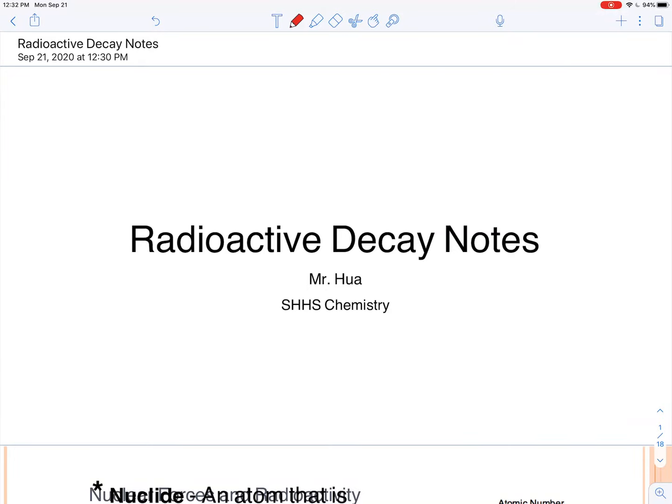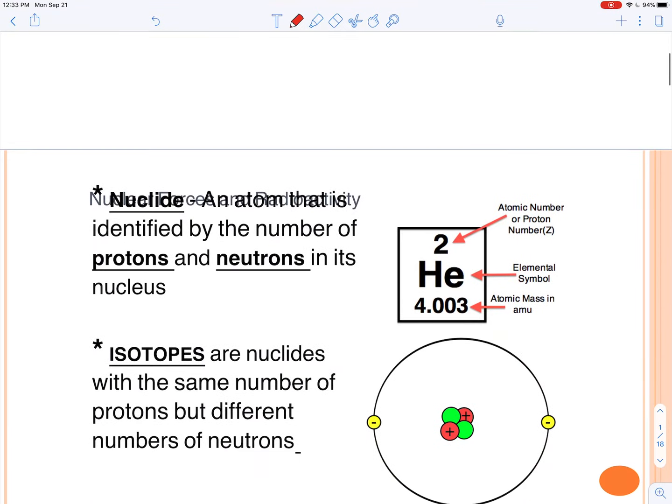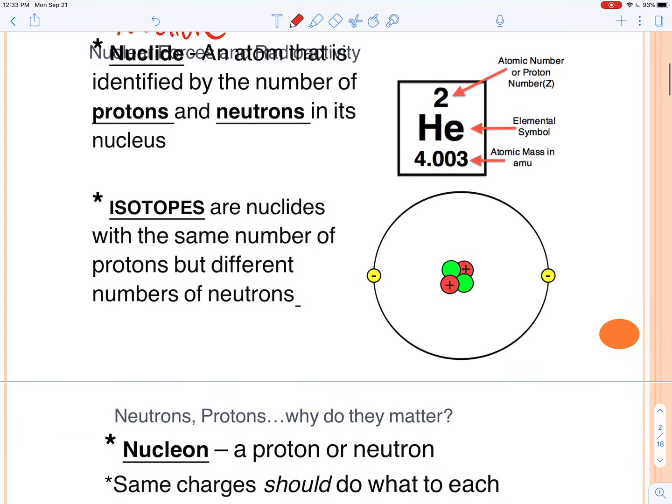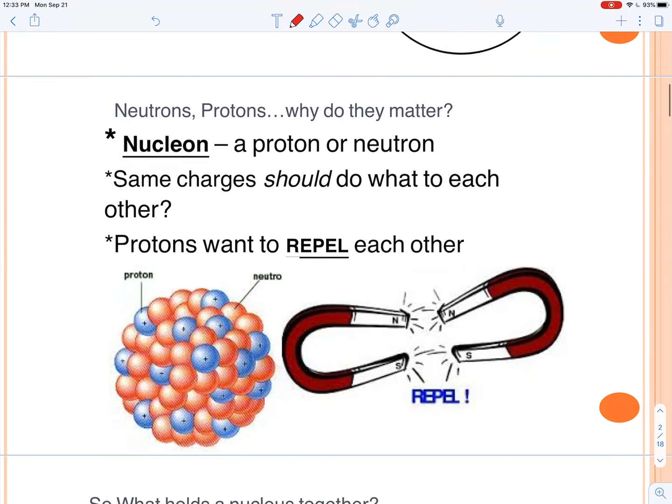Hi everyone, today we are going to go over radioactive decay. So, you should know what isotopes are. We reviewed these before. Don't worry about this key term, it's a little hard to see here, but that should say nuclide. Okay, so isotopes, different number of neutrons.